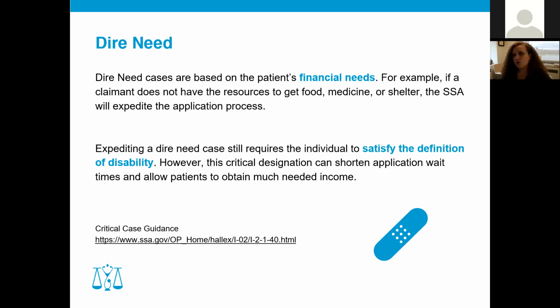And also, during COVID and during this period where a lot of people have been losing their jobs, pretty much every application is dire need. So I will be honest, it's probably harder to get any application to go through quicker just based on dire need alone. I would really lean on the TERI and CAL categories more than the dire need one, if possible.